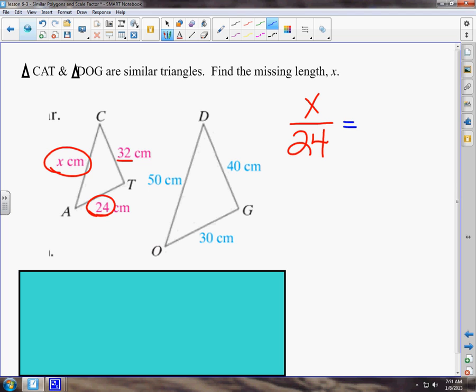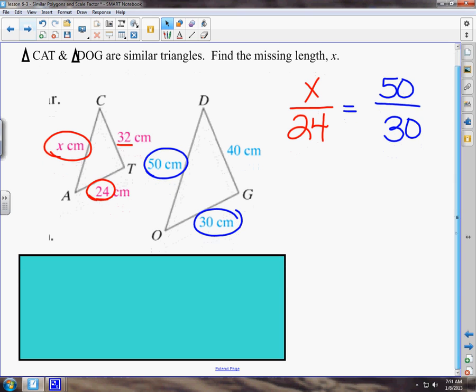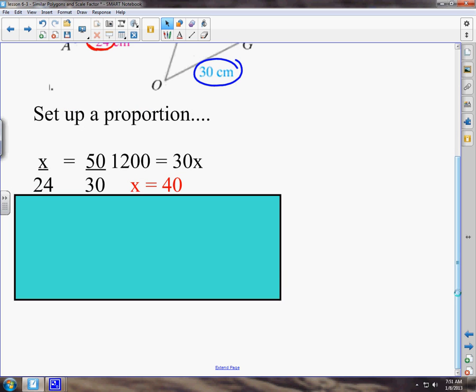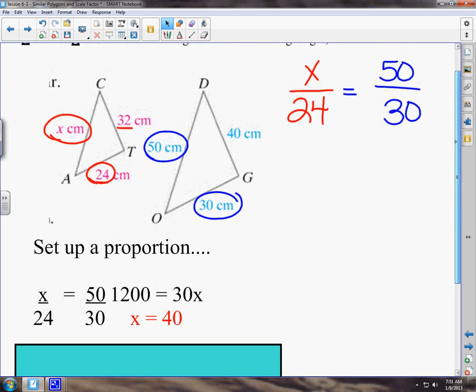So x is on the top, and I look at what goes with x. Well, 50 goes with x, so I'm going to put 50 on the top. And then 24 goes with 30, so I put 30 on the bottom. You have to set it up correctly. If you don't set up your proportion correctly, you will get wrong answers. So I set up a proportion: x over 24 equals 50 over 30, just like this.